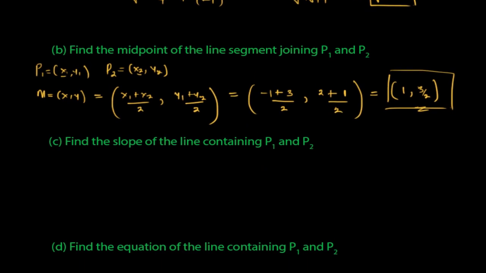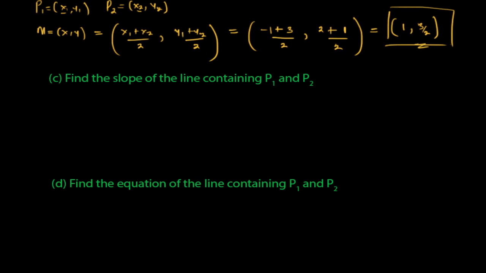So this time around, we want to find the slope of the line containing P1 and P2. You'd recall that the general formula for finding the slope of a line is given by M, which is representing my slope. We said the slope is given by y2 minus y1, that's the difference in the y coordinates, divided by the difference in the x coordinates. So this is what we know.